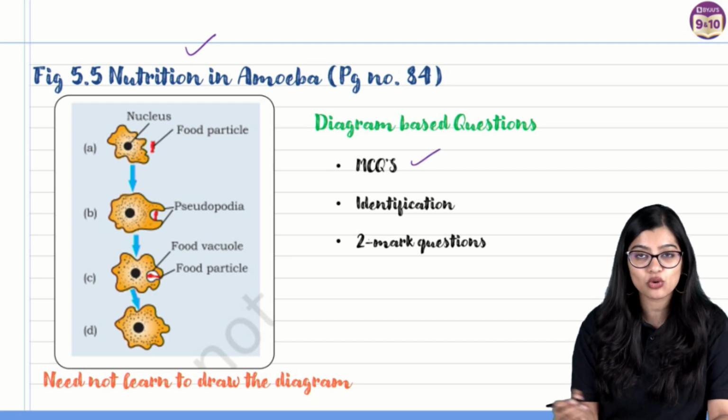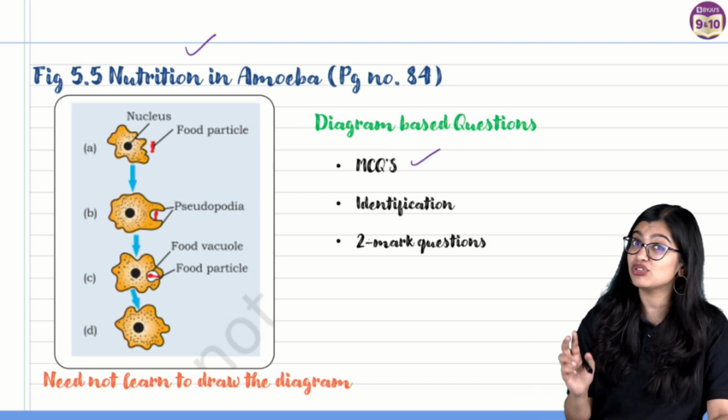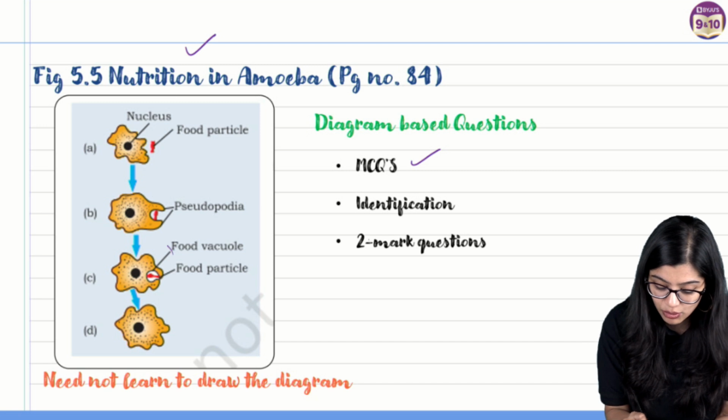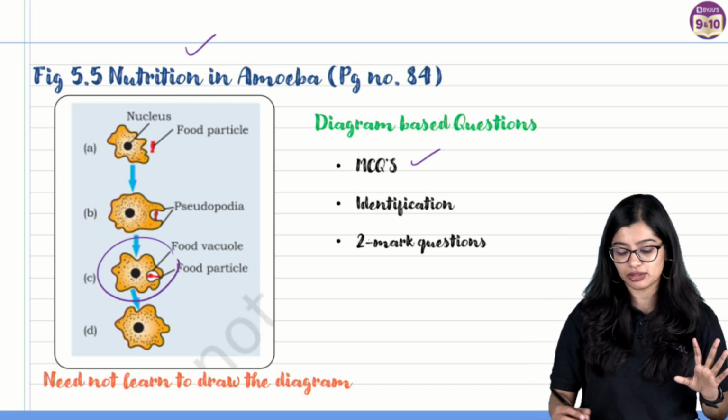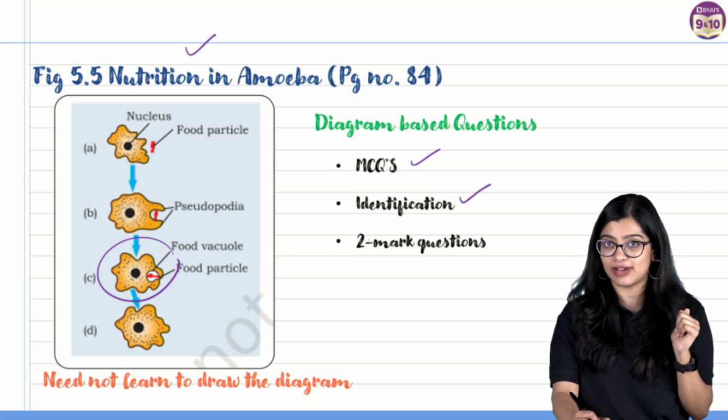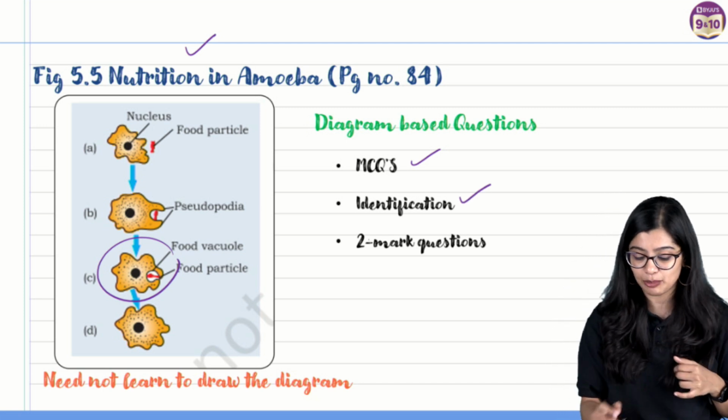And they can ask you MCQ based questions. But diagram based questions can come where they may give you one particular part of the process and ask you to identify the labeled part. So labeling is very important, and identification is important.